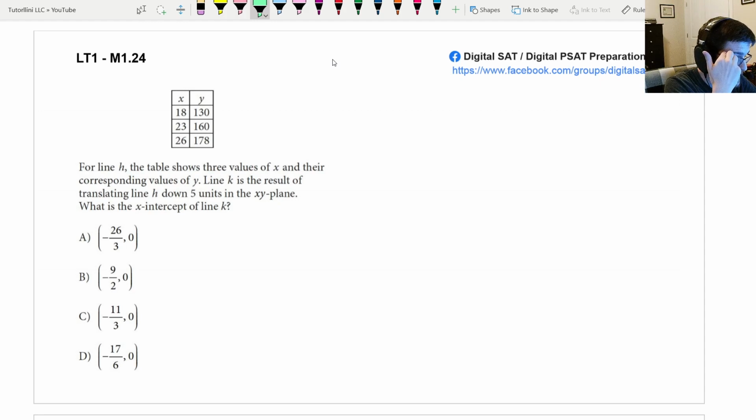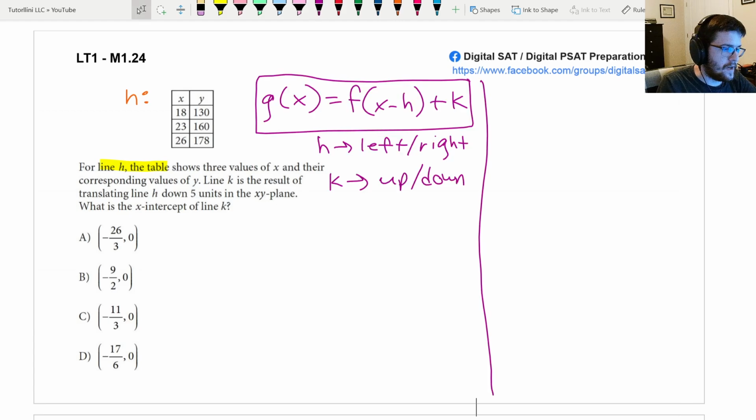Line K. Okay, so this table is line H, so we should probably write that down. So this is H. And line K is the result of translating H down 5 units in the XY plane. Okay, let me just check something real quick. Okay, so I'm going to do this all by hand, then we can see if Desmos is helpful.